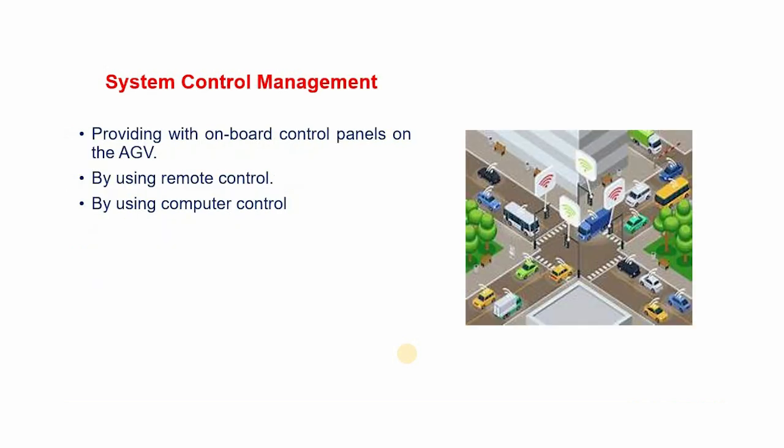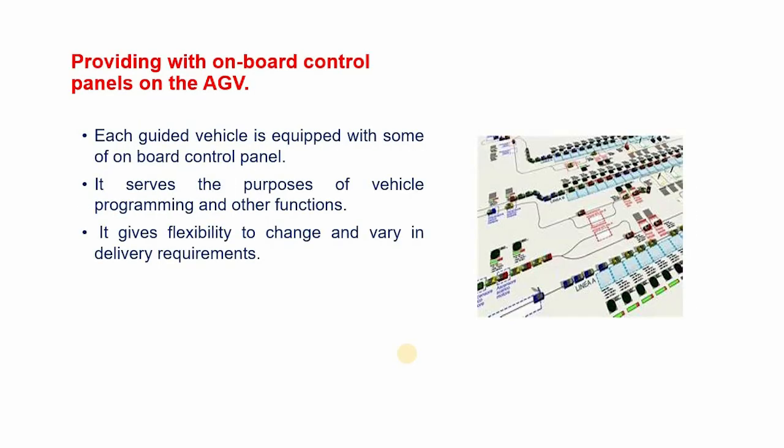The system control management. One is providing onboard control panels in the automated guided vehicle system, using remote control. Another one is by using computer control. There are two control methods which help in the system control management. First, each guided vehicle is equipped with an onboard control panel.